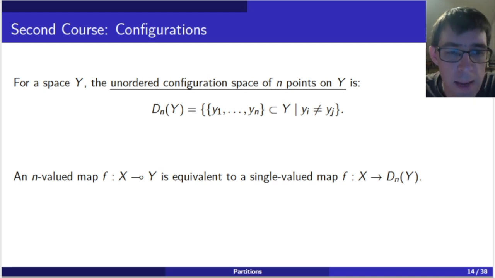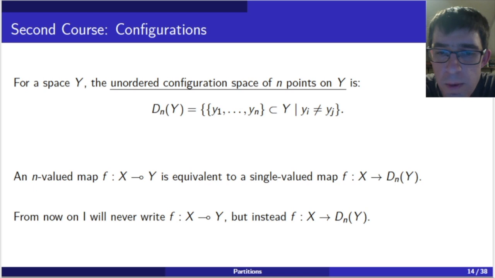Any n-valued map from x into y is the same as just a single valued map from x into this unordered configuration space. So it's usually more convenient to talk about this map on the unordered configuration space just because it's a single valued map, and you can say all the usual stuff you say about functions without worrying about multi-values. So from now on, I'm never going to write this f is a multi-function. I'm just going to say f goes from x into the configuration space of n points. All right, they are equivalent.